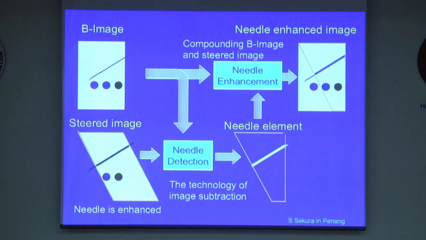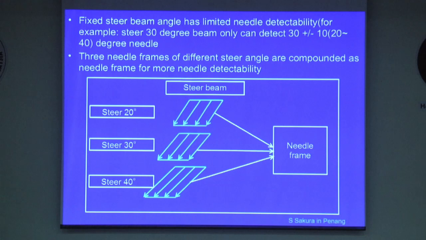And after that, machines usually detect the needle by using a technology called image subtraction. And finally, they compound these images to create an image that shows both needle and tissues clearly. And in addition, some machines compound multiple frames of different steer angles to produce the best image of the needle.